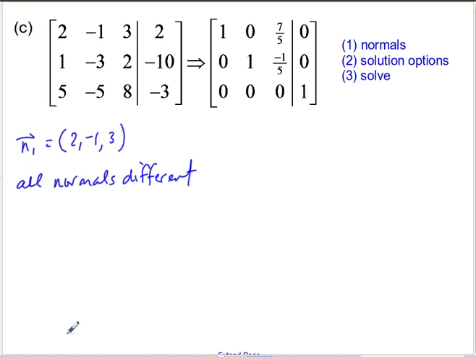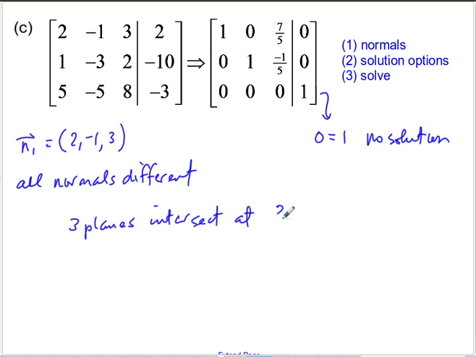So what do you think we have here? Once again, from here, I have a 0 equals 1. That means I have no solution. And just from those two things together, I know I have three planes intersecting at three different lines, and that is also no solution.